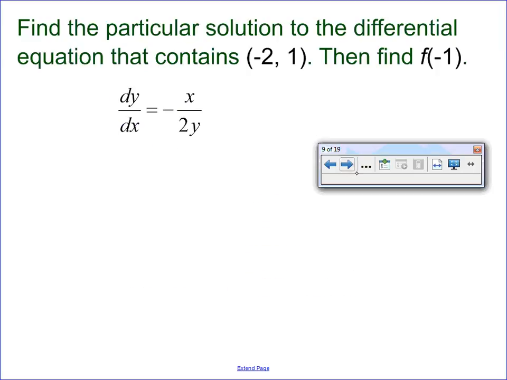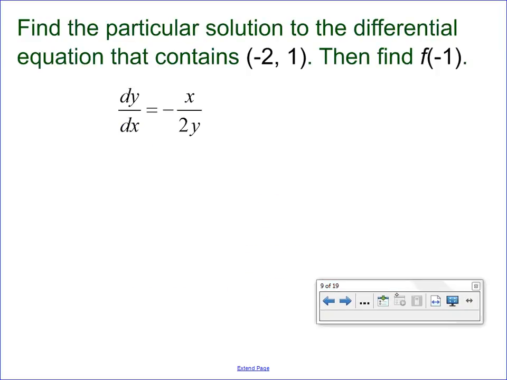All right, now the moment of truth. In this particular differential equation, could we solve that algebraically? Uh-oh. We need a negative 1 here, don't we?